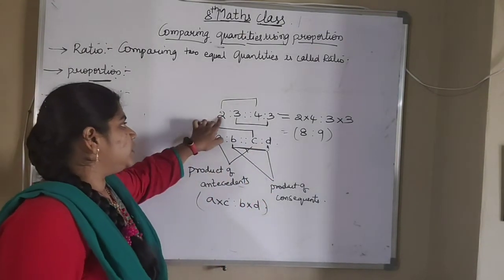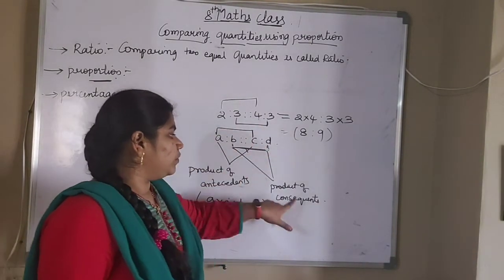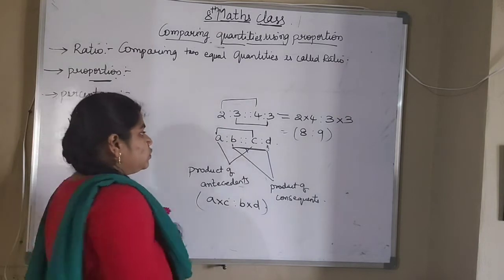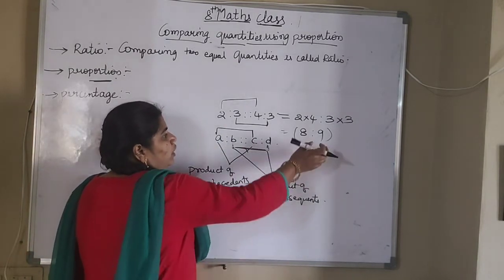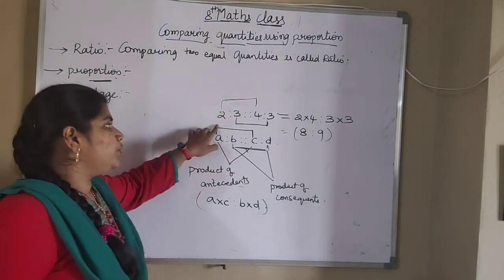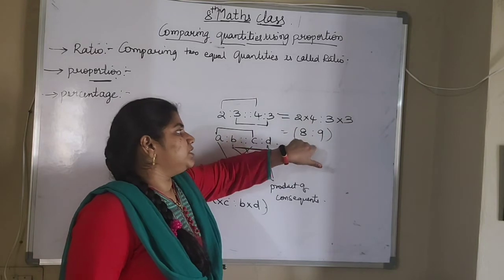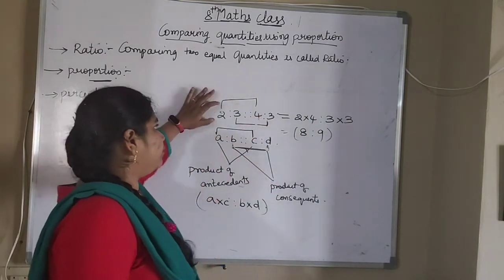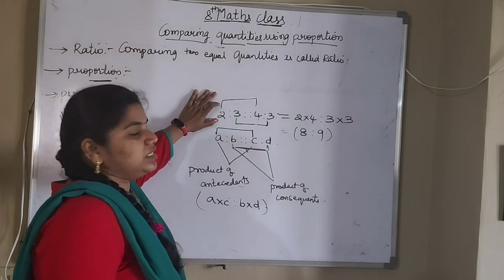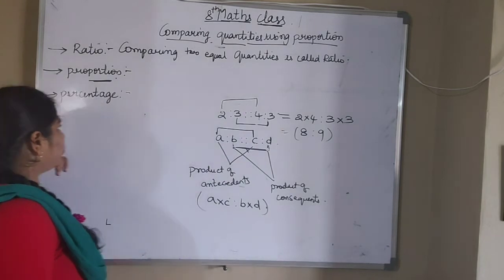So the first and third terms we call antecedents and the second and fourth terms we call consequents. Multiplying the antecedents and multiplying the consequents, we get the compound ratio, that is 2 into 4 and 3 into 3. 2 4s is 8, 3 3s is 9. So 8:9 is the compound ratio for 2:3 is to 4:3. Okay, so this is how you find the compound ratio.